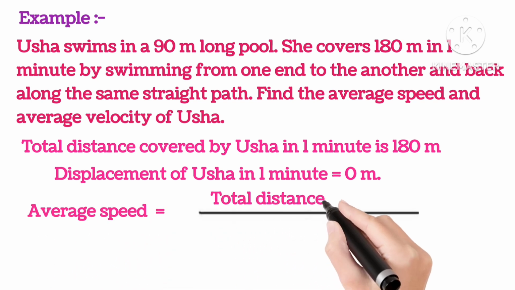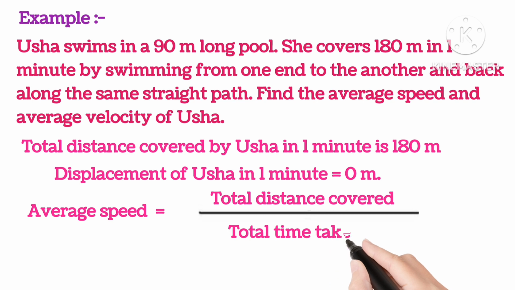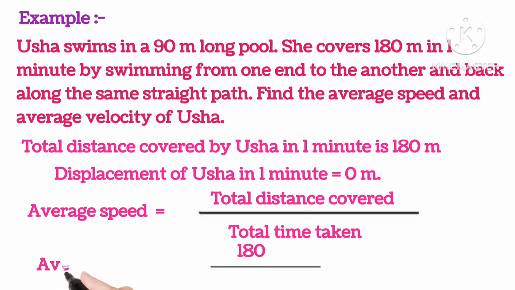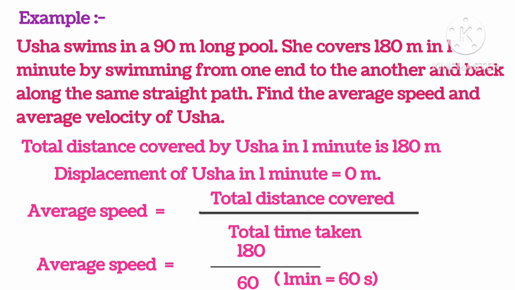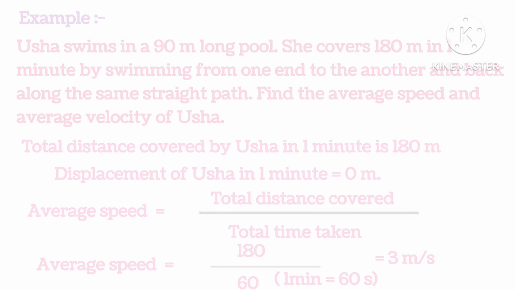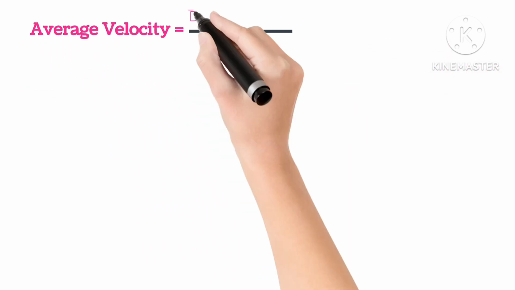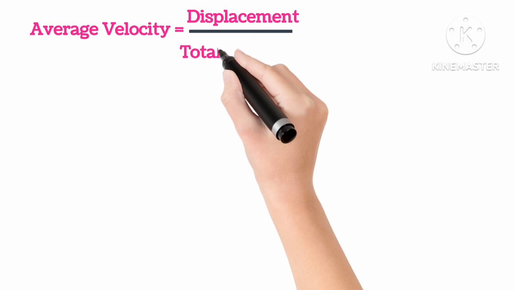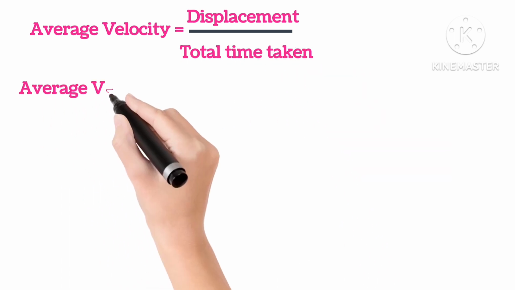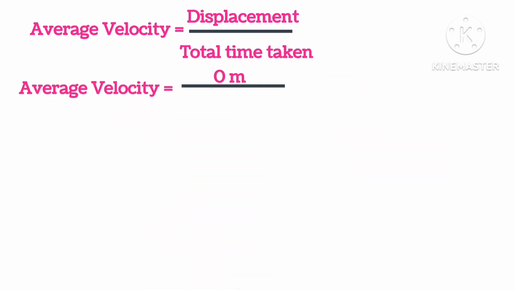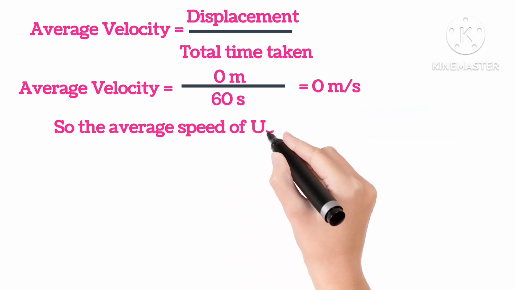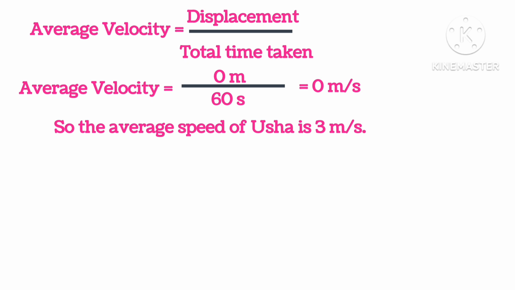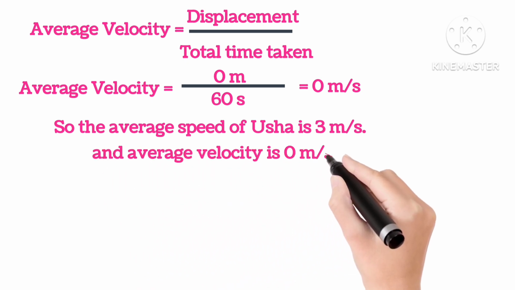Average speed will be total distance upon total time. Total distance here is 180. Total time here is 1 minute, which is 60 seconds. So that will be equal to 3 meter per second. Average velocity is equal to displacement upon time. So displacement here is 0. So we can write 0 upon 60 seconds, that will be 0 meter per second. So the average speed of Usha is 3 meter per second and average velocity of Usha is 0 meter per second.